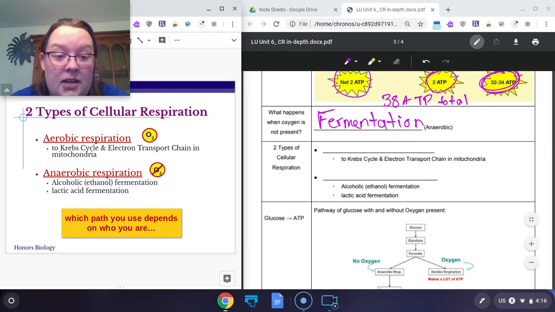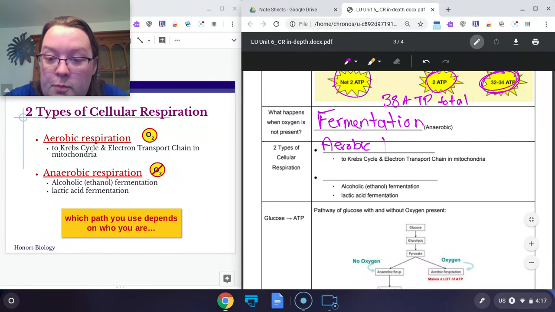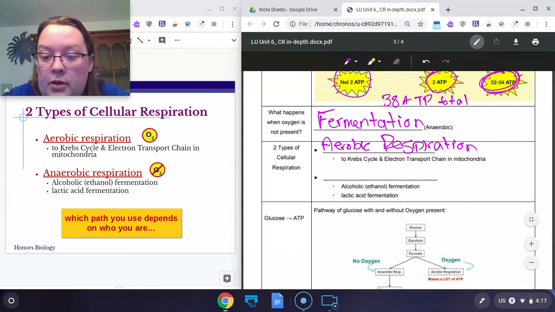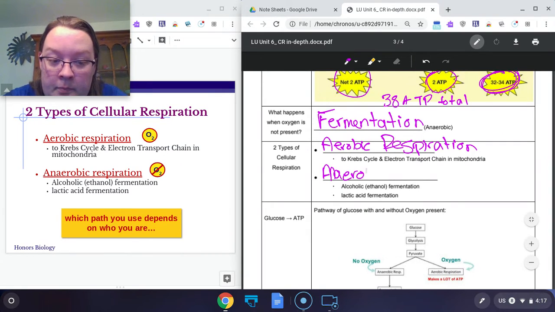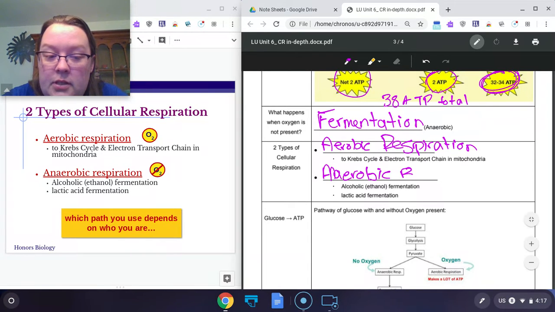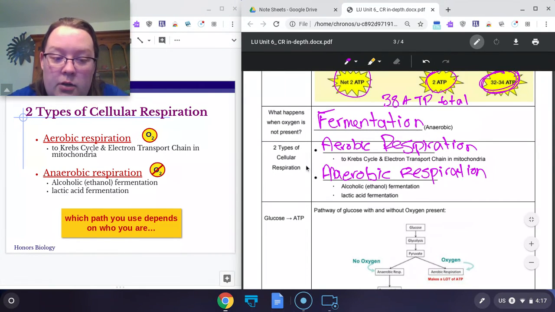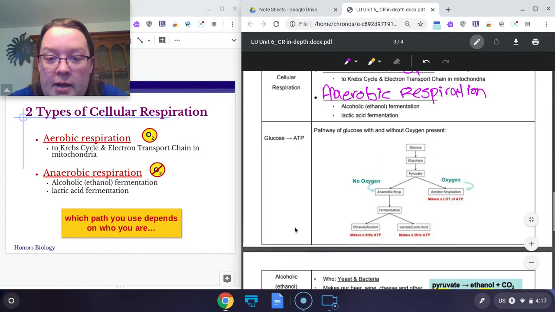So again, there are 2 types of cellular respiration. There's aerobic respiration, which is the one we just talked about, where there is oxygen and there is a mitochondria, but there's also anaerobic respiration. And that happens if there's no mitochondria or if there's no oxygen. So anaerobic means no oxygen. And there's 2 types of anaerobic respiration. There's alcoholic and lactic acid. And we're going to talk about those 2.